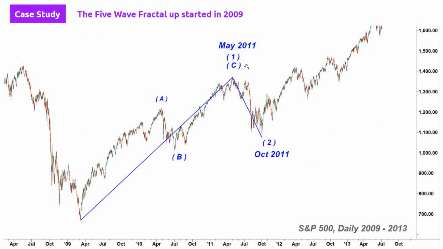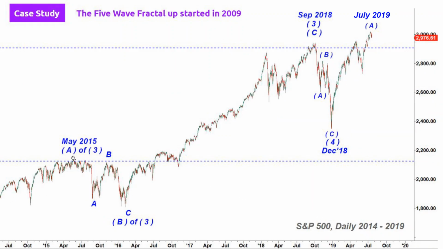This is ABC of wave 1, topped in May 2011. We got a corrective wave 2, bottomed in October 2011. We are looking at the S&P 500 daily chart. And then we got A of 3 that topped in May 2015, B of 3 in February 2016, and the final, strongest part of wave 3, subwave parenthesis C of parenthesis 3, that topped last autumn, September 2018.